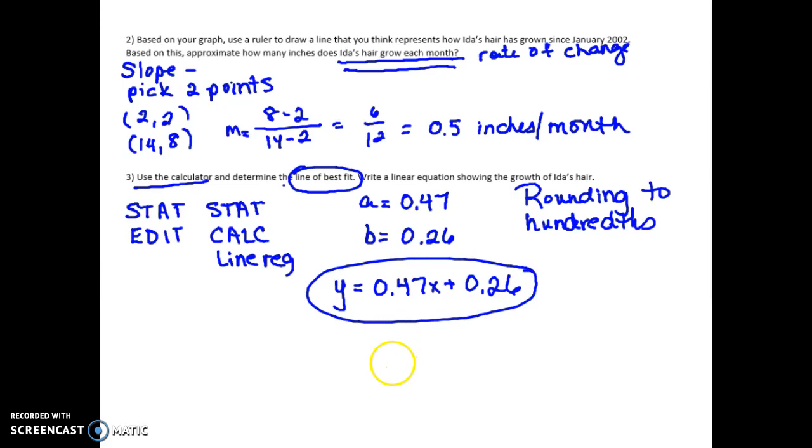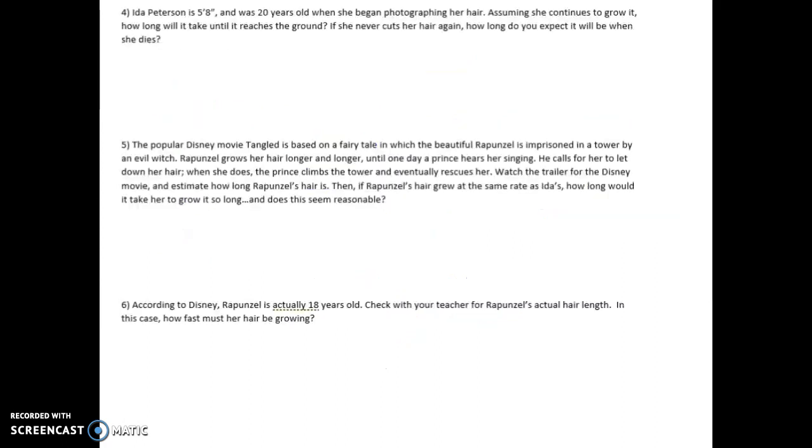Now remember, this is our slope because this is the coefficient before the x, and this is our y-intercept. Number 4: Ida Peterson is 5'8", and she was 20 years old when she began photographing her hair. Assuming she continues to grow it, how long will it take until it reaches the ground? So this is the first part of the question. We need to know how long it takes to reach the ground.